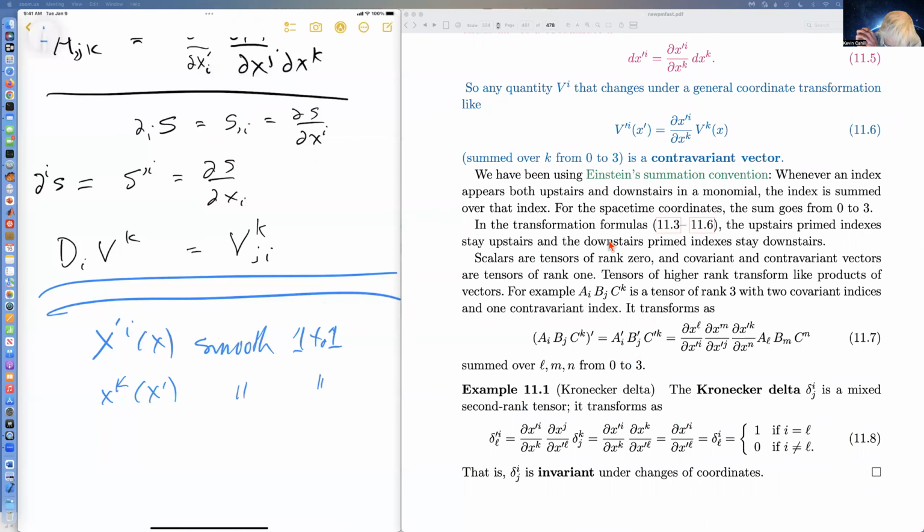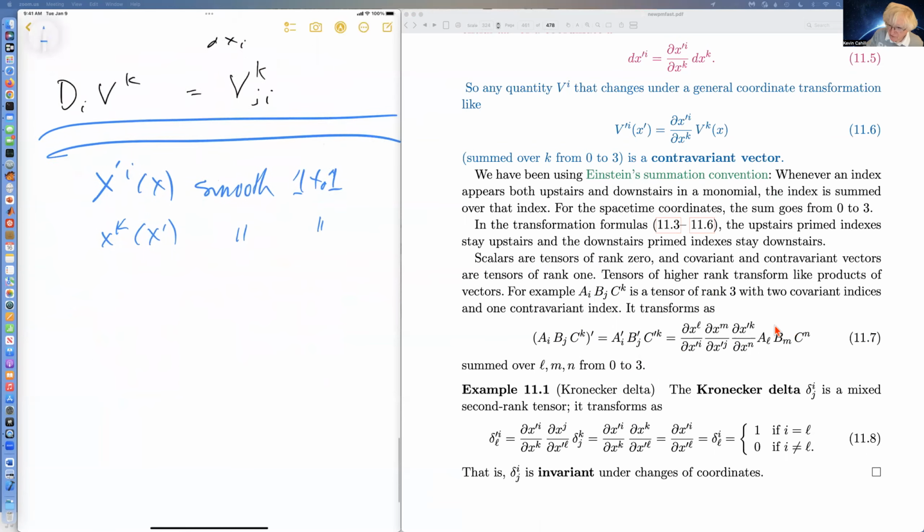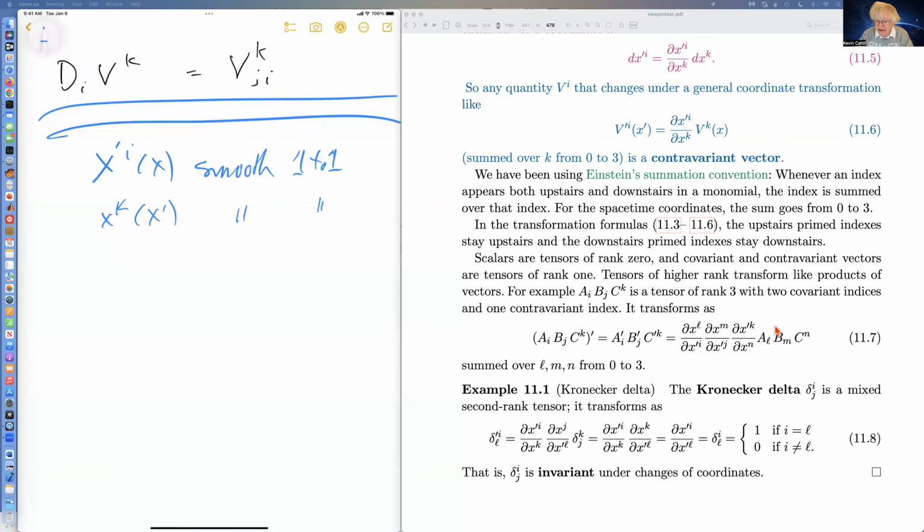So far we've talked about tensors of rank 0 and tensors of rank 1. The tensors of higher rank transform like products of vectors. And so, for example, if you had 3 vectors, 2 covariant, 1 contravariant, that's a tensor of rank 3, and it transforms just the way a product does, it has to transform this way.